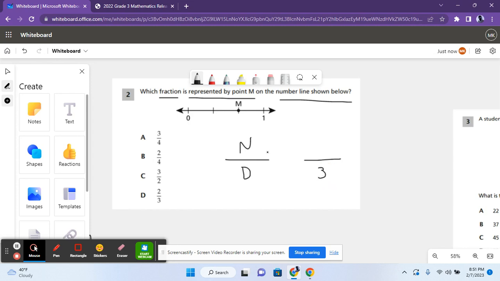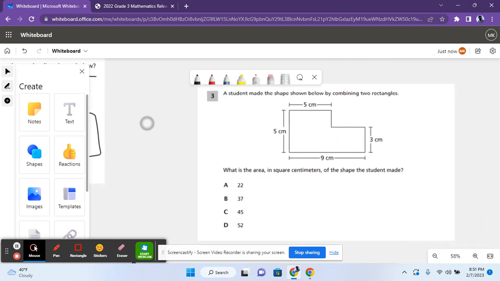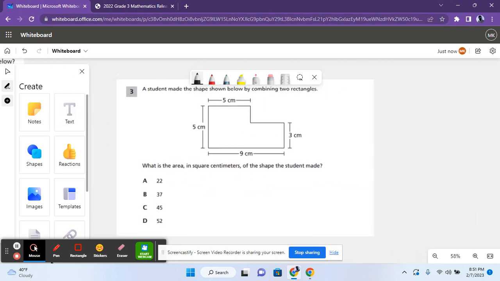That gives us 3 in the denominator, and M is on the second point. So the fraction is 2/3, which is answer choice D. Let's move on to the next problem. For question 3, it says a student made the shape shown below by combining 2 rectangles. What is the area in square centimeters of the shape the student made? So this is a complex shape, and we can separate this into 2 normal shapes to find the area.